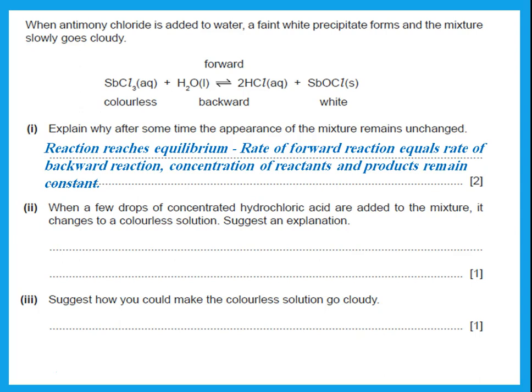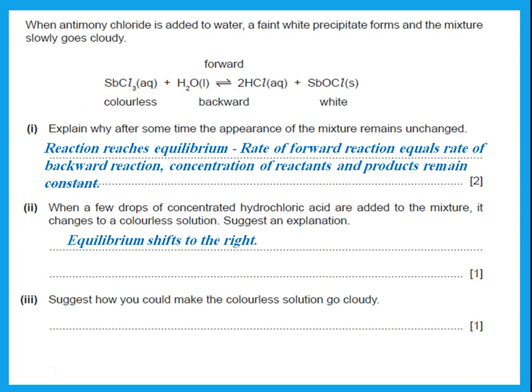Okay, when a few drops of concentrated hydrochloric acid are added to the mixture, it changes colorless. So just an explanation. Remember, colorless is the backward reaction. Now, to go backward, we said if I want to force the reaction to go backward, I can add more of the products. So what they're doing is they're adding the HCl. This favors the backward reaction, or this forces the reaction to go to the left, and that is why it forms more SbCl3, which is colorless.